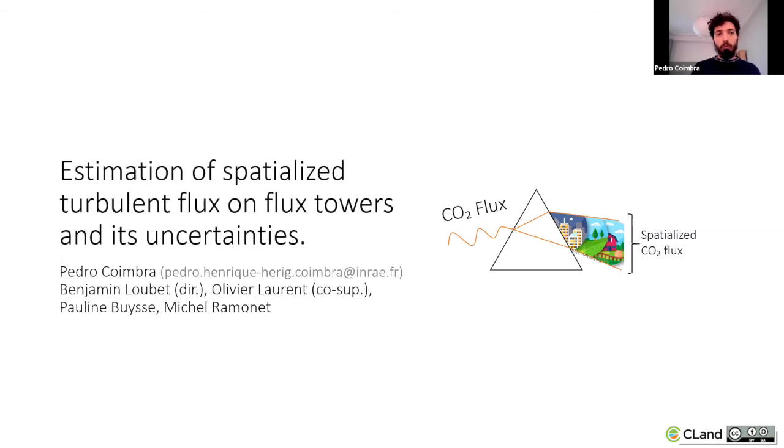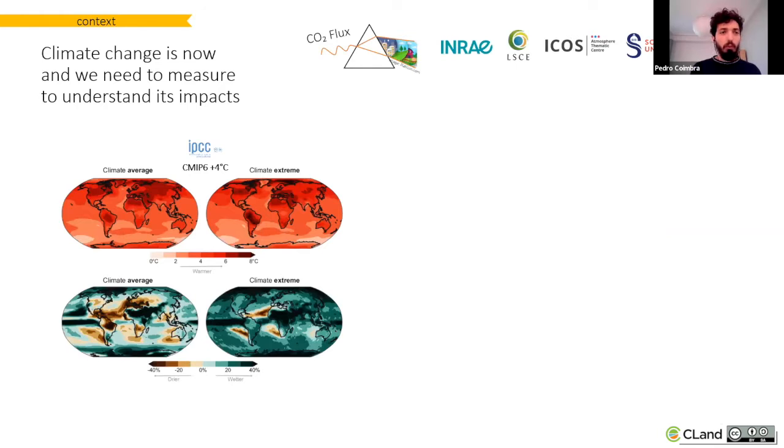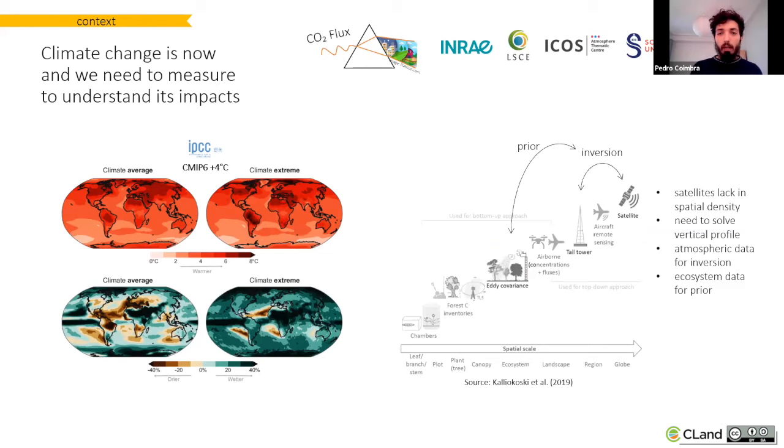So first of all, for context, of course, we are talking about climate change and it's happening now, and we need to measure to understand the impacts. Here we have temperature and precipitation for average and extreme events in a scenario of plus 4 degrees. We can see that things are changing everywhere and differently. So we need to be measuring them, temperature and precipitation, but this will of course affect sources and sinks of CO2. So how do we do the measurements?